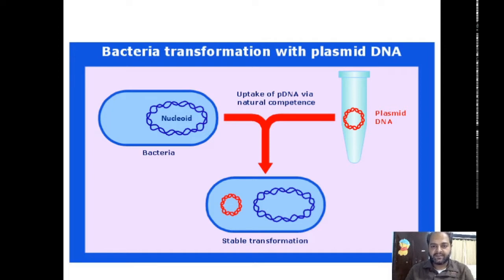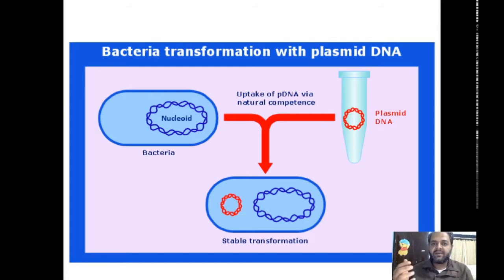bacterial cells. Here on the screen you can see there is a plasmid DNA, and it has been transformed inside a bacterial cell. And here there are two DNAs now. One is the bacterial chromosome, and the other smaller red circular DNA that you can see is the plasmid DNA. So these cells are said to be transformed with a particular plasmid.